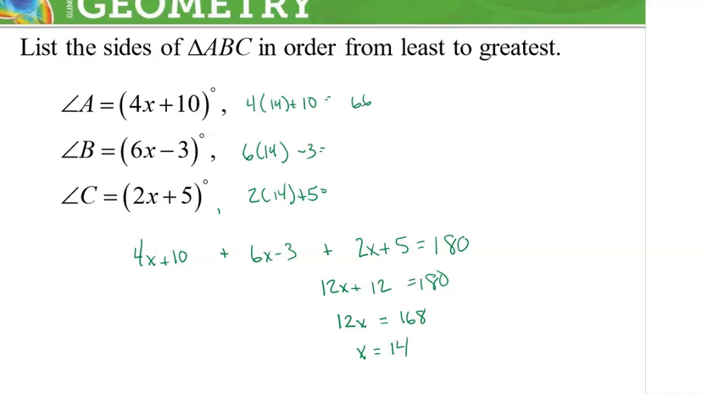So we get 66, 81, and 33. And I always like to do a check to say, okay, let me add these 3 angles together and make sure they add to be 180, and they do.